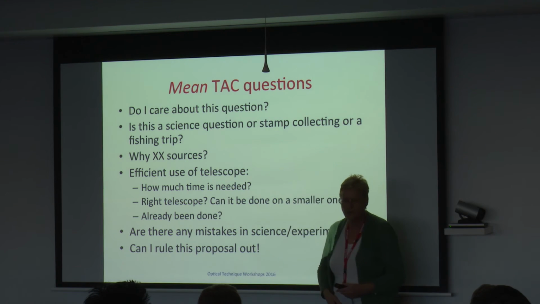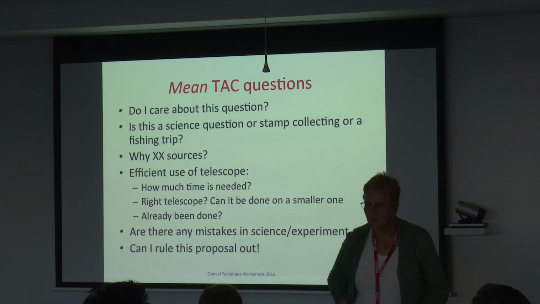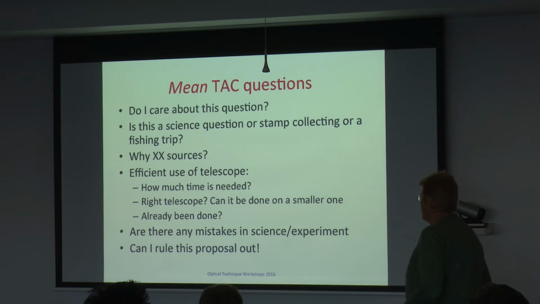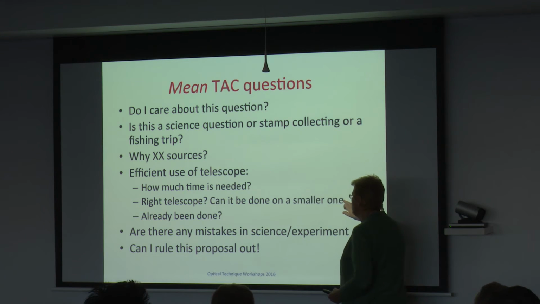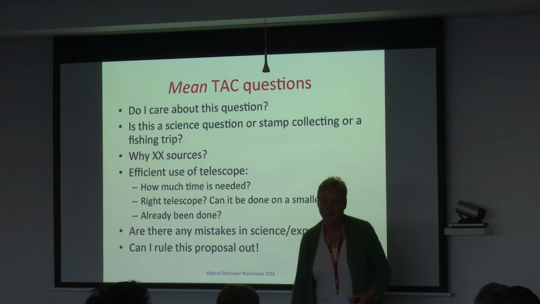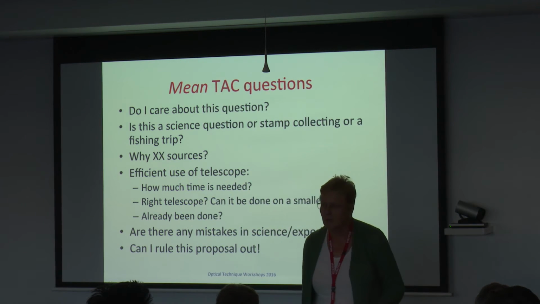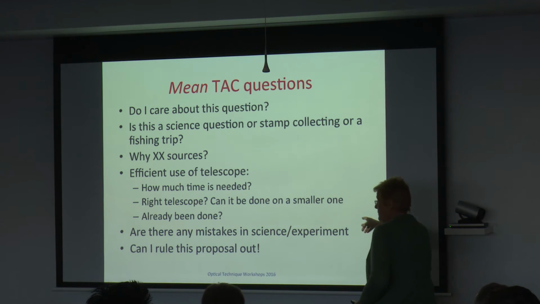Why have you asked for 25 sources? Why not 10? Why not 50? Very often not justified. Is this an efficient use of the telescope? Is it the right telescope? Could I have done it on the 2.3 metre and I'm asking for 4 metre time, or on the 4 metre and I'm asking for 8 metre time? Has it already been done?